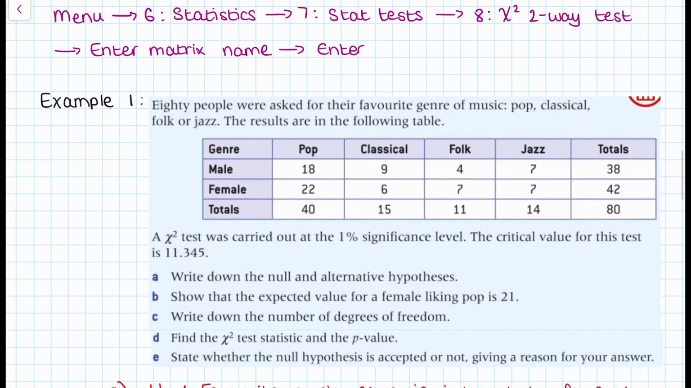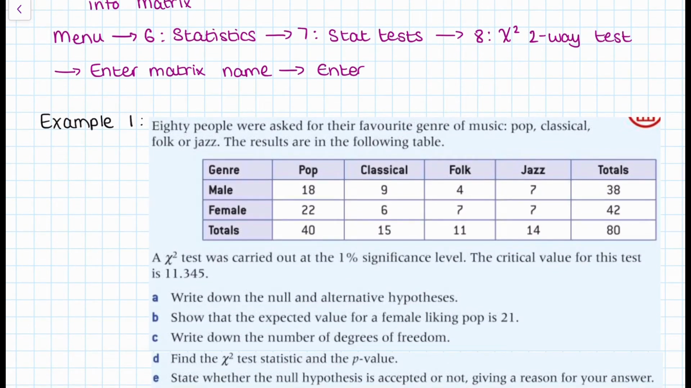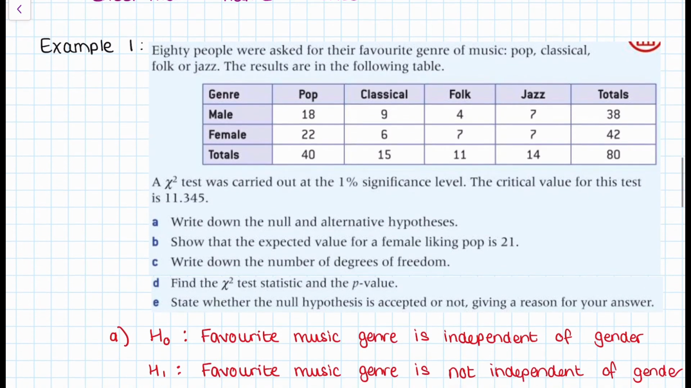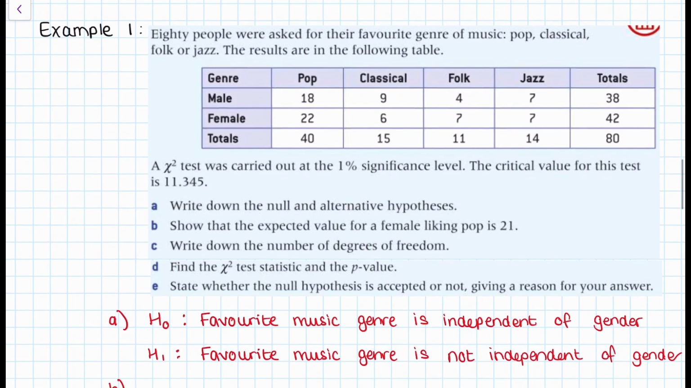So let's have a look at one here. 80 people were asked for their favourite genre of music: pop, classical, folk or jazz. The results were in that table. A chi-squared test was carried out at 1% significance level. The critical value is 11.345. First of all, we're going to write down the null and alternate hypothesis, which I have already done. So our null will be that favourite music genre is independent of gender. The alternate, favourite music genre is not independent of gender.